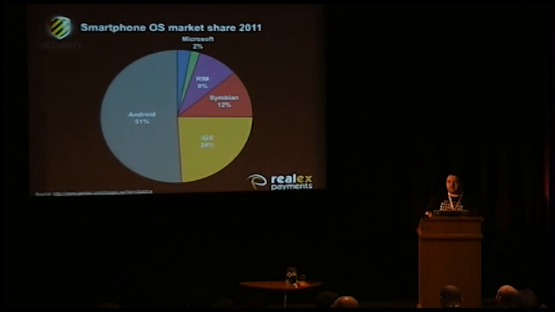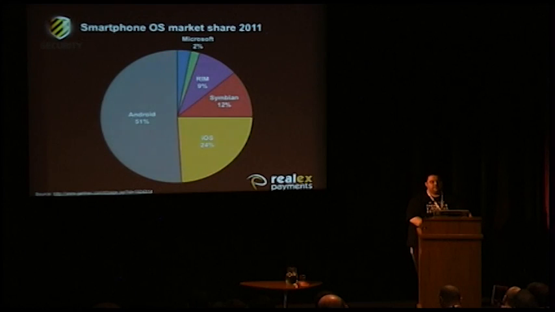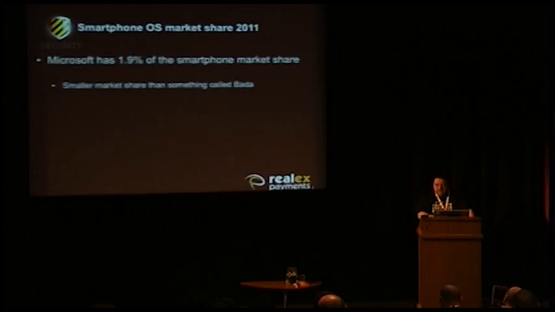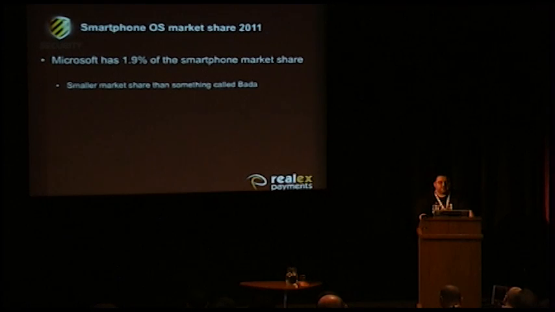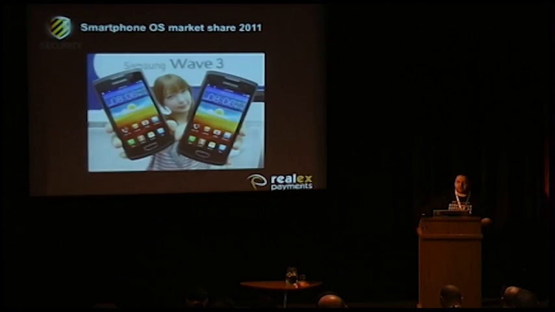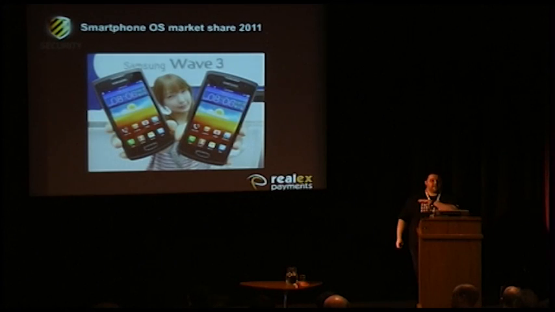51% of those 500 million were Android, and we have iOS, Symbian, RIM, and then we have this tiny green slice for Microsoft at the top there. At 2%, I've actually been a bit too generous there because Microsoft had 1.9% of the sales last year. And what I found when I was doing this research was that meant they had a smaller market share than something called BADA. Now, I'd never heard of this before I started to do this research.